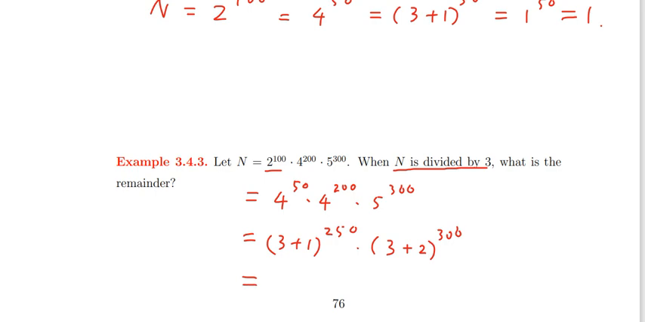Okay, so this we can forget the 3, just 1. 1 is 250, just 1. And this one, forget the 3, just 2, 300. So this is 2, 300, we can change this as 4, 150. And we write the 4 as 3 plus 1. Okay, forget the 3, so this just equals 1. 150, right? 150 is 1. So the remainder is 1.